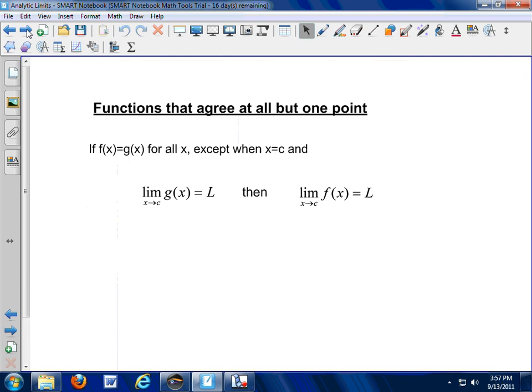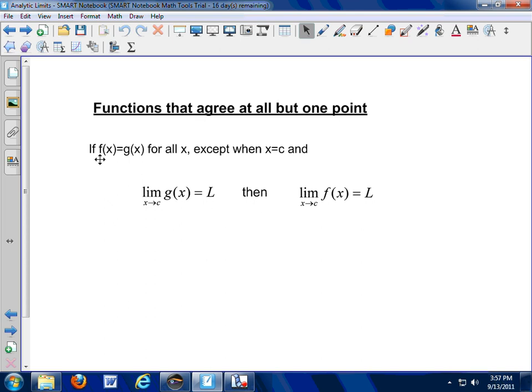So, analytic limits. We've been doing limits numerically and graphically. Now we're going to use our math piece and work from there. What we're looking for is to try to find functions that agree at all but one point. Sounds highfalutin, but that'll be okay in a little bit.